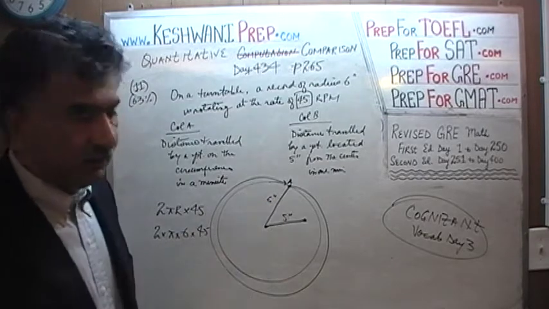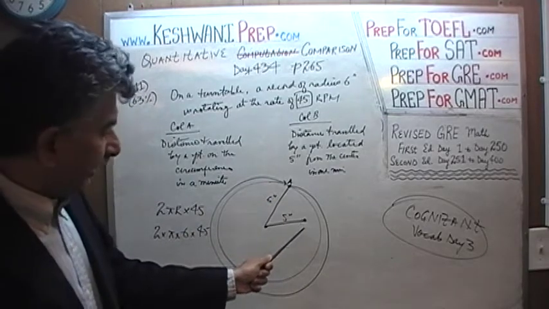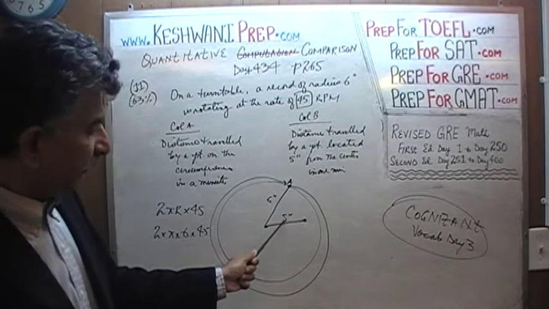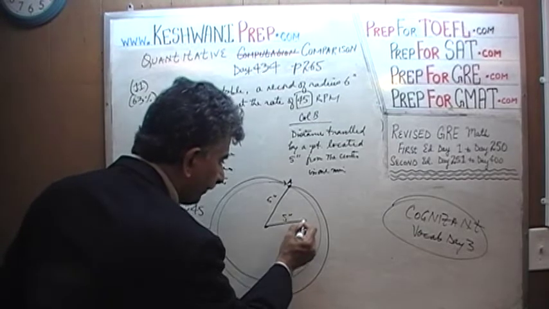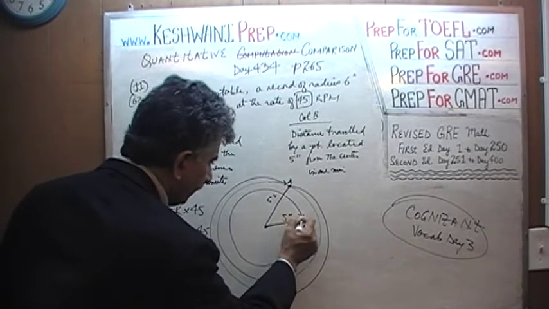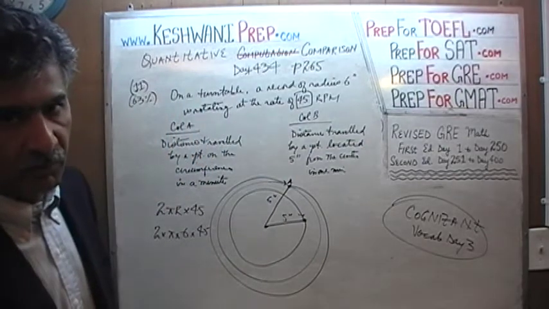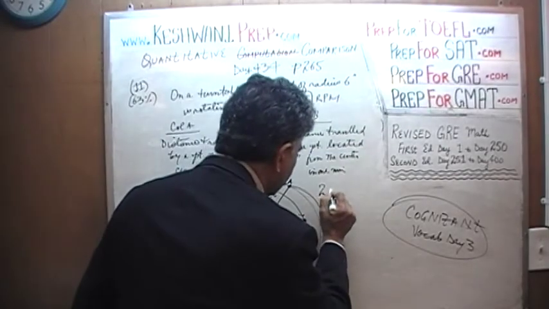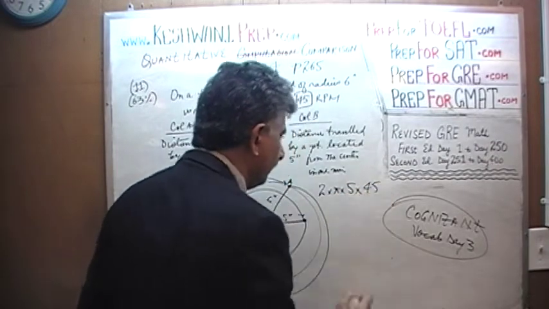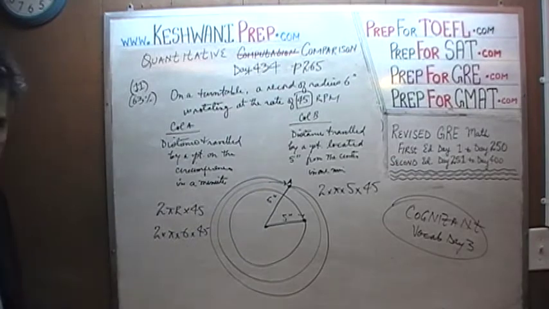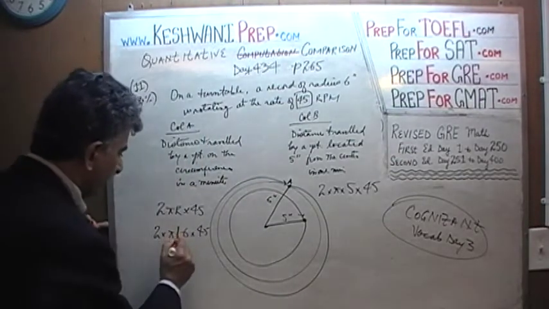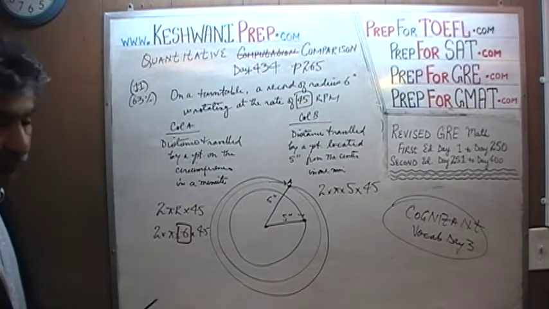Now here, the only difference is that this point has a distance from the center of only 5 inches. We can't call it radius, but that's what it is. Each time this point makes a revolution, it goes through a smaller circle. It goes through a circle of 5 inches. So it's 2 times pi times 5, times 45. As you can see, they are the exact same quantity. The only difference is that this one has a larger radius, and therefore it will travel more distance.